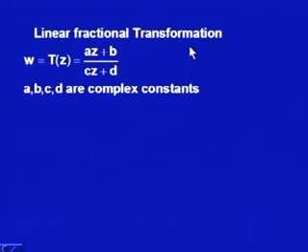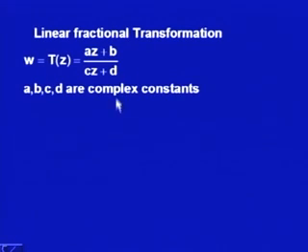Another transformation of importance is the linear fractional transformation. We define a linear fractional transformation w is equal to T(z) as (az plus b) divided by (cz plus d). You may notice that in the numerator we have a linear function, in the denominator also we have a linear function, and since we are dividing them we call it a linear fractional transformation. Here a, b, c, d are complex constants.